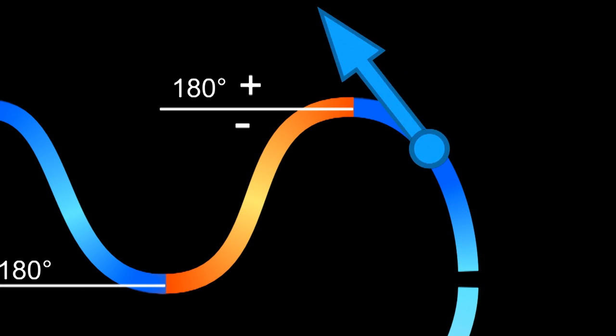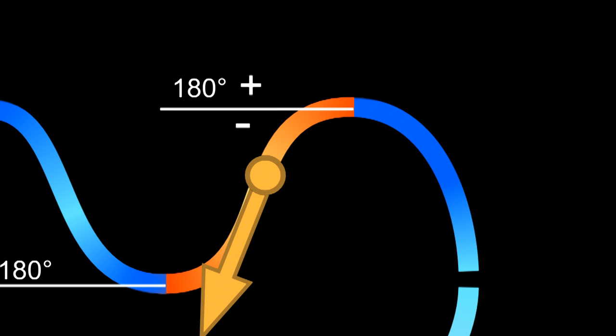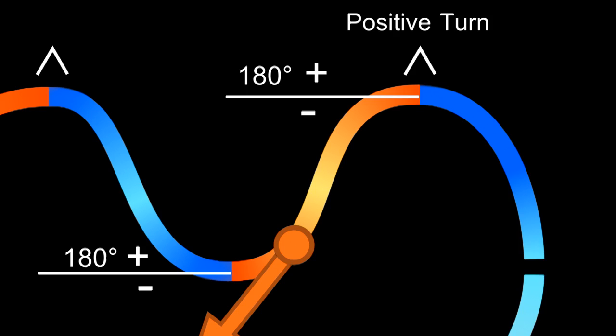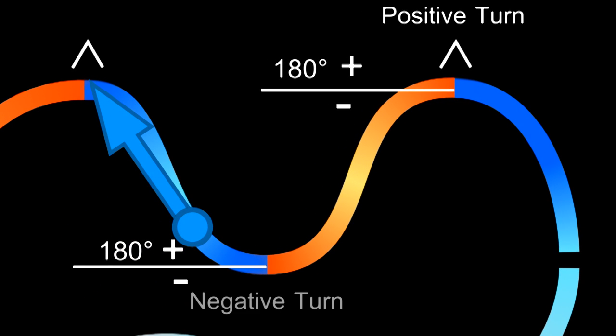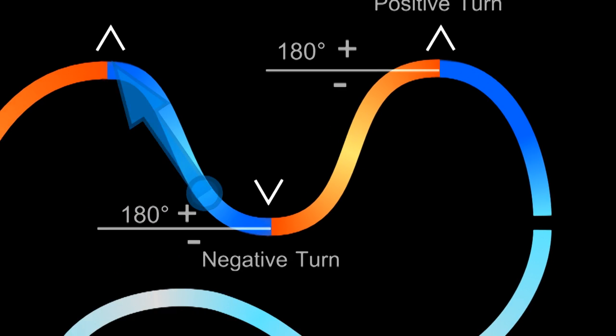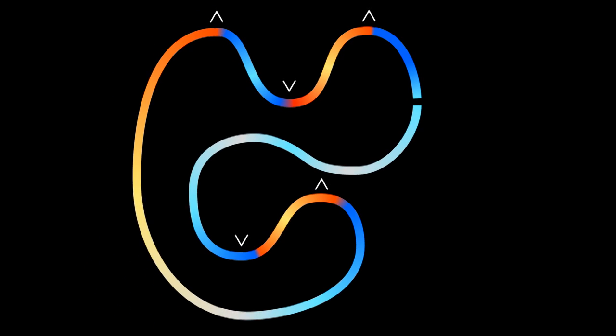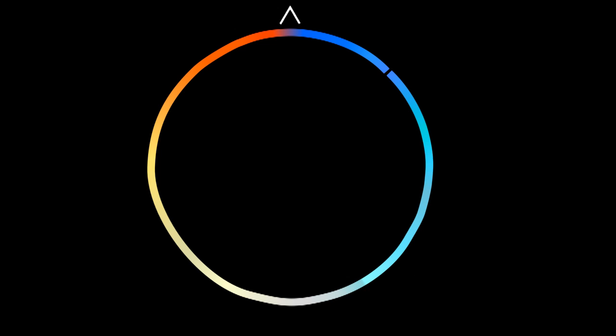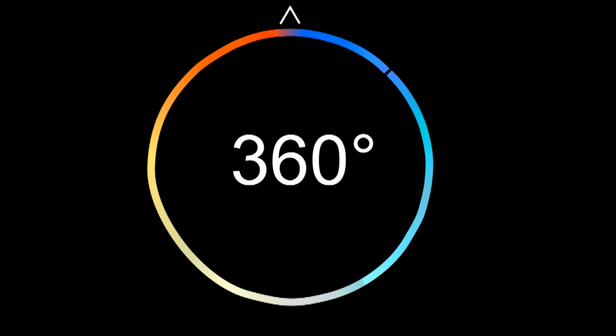If the angle goes from positive to negative, we call it a positive turn. It looks like a hump. If the angle goes from negative to positive, we call it a negative turn. It looks like a dip. The positive and negative turns cancel each other out. If after canceling, we're left with one positive turn, that means that the path has turned 360 degrees.